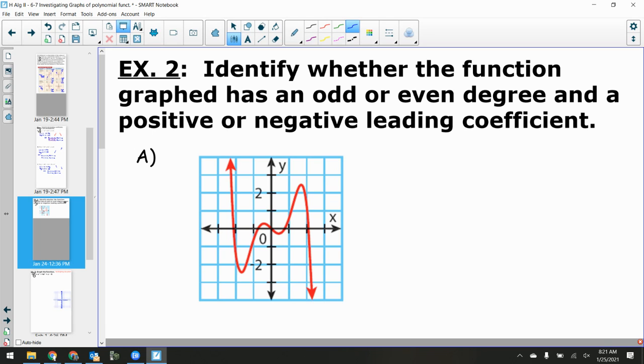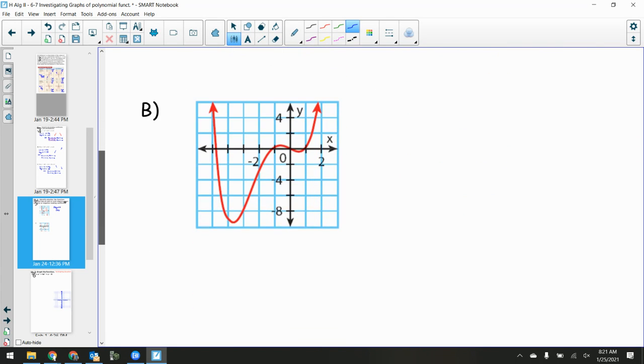So it's a negative odd. Because again, it goes positive, negative, right? Obviously, the ones that are going the same direction are the evens. The ones that are going different directions are the odds. All right? Okay, is it this? Yeah. Okay, so positive even.